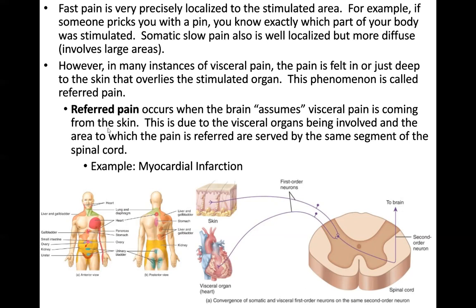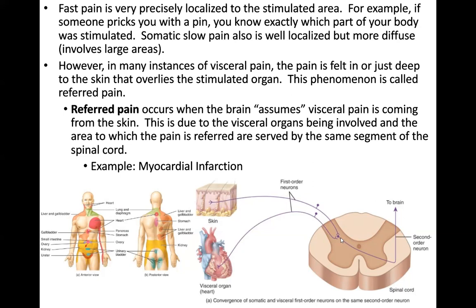This is due to the visceral organs and the area to which the pain is referred being served by the same segment of the spinal cord. The two examples illustrated here show signals coming in by way of first order neurons, one coming from the skin, one coming from the heart, into the back of the spinal cord, where a synapse occurs with a second order neuron.